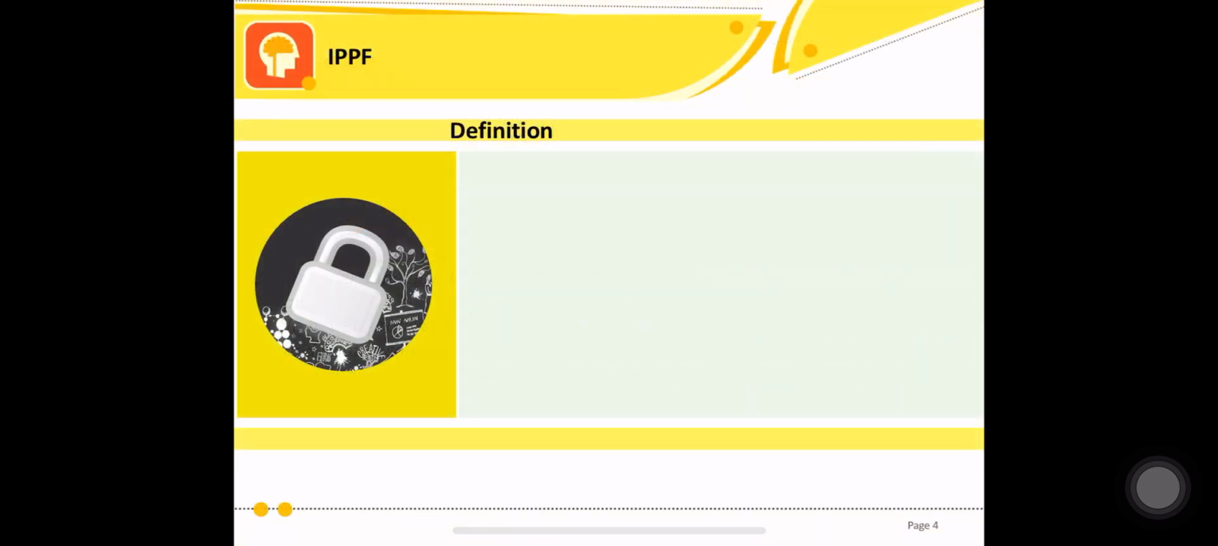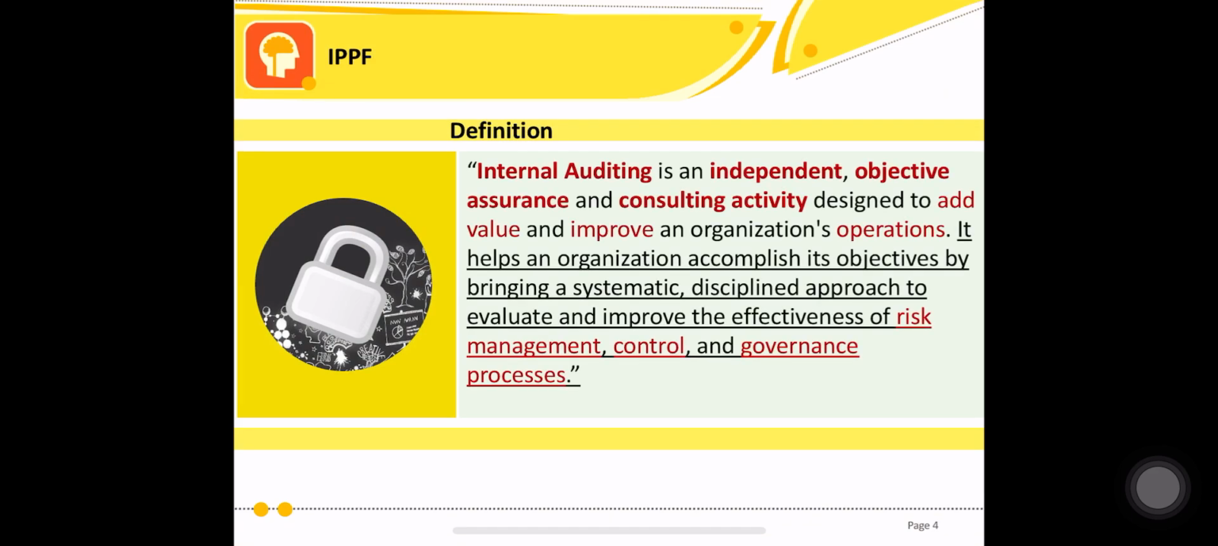Okay, so going back to what we're doing, our purpose as internal audit. First sentence: internal auditing is an independent, objective assurance and consulting activity designed to add value and improve an organization's operations. We already understand that our main purpose here is to add value to the organization. I hope naiintindihan nyo siya, paulit-ulit na, especially from the other lecturers.